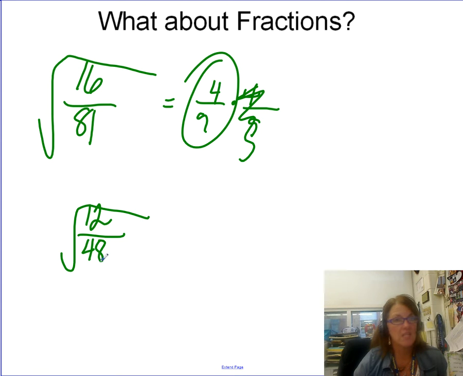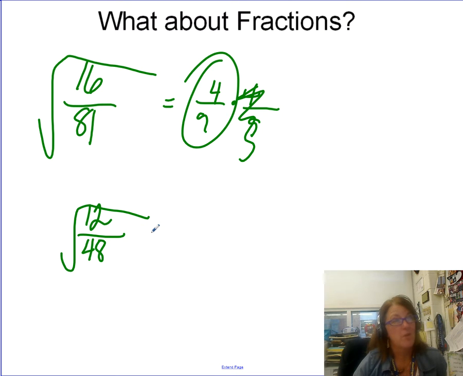Same thing with 48. 48 isn't a perfect square. It's really close to 49. That's a perfect square. So this is really like probably 6.99 something, because it should be really close to 7, but that's not okay. So let me show you here.